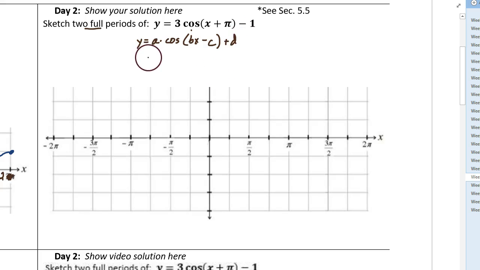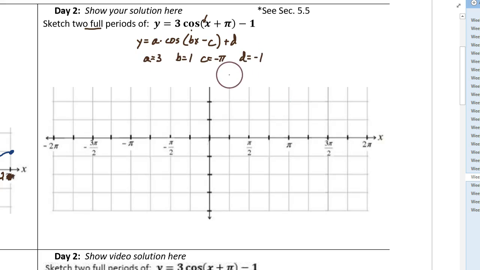In our problem, we see that a is 3. We can see that b is a 1 right here in front of the x. We can see that c is negative pi. Be careful on that. The general form says negative c. Our problem is plus pi, and so that means that the c is a negative pi. And then the d is a negative 1.